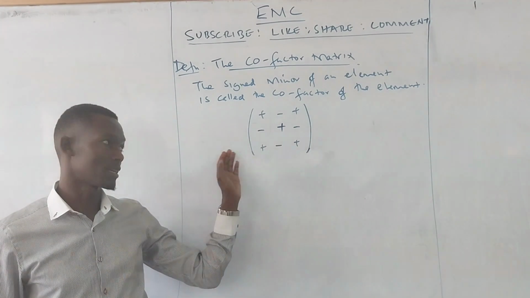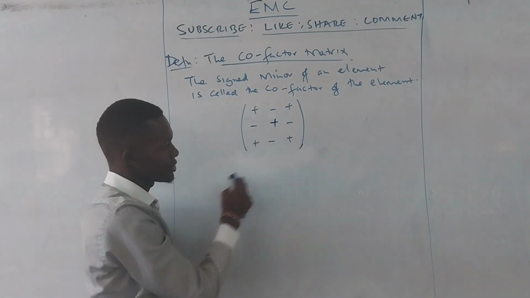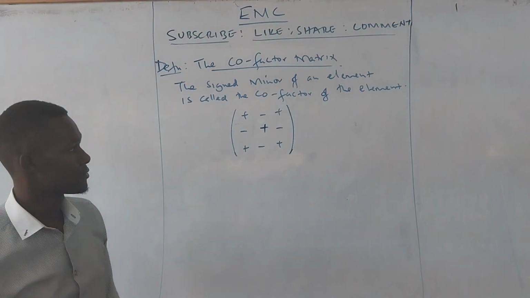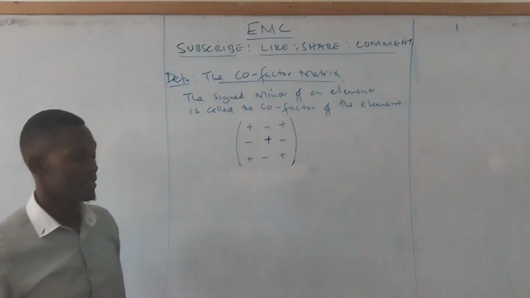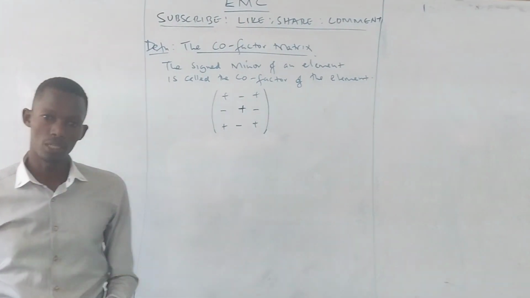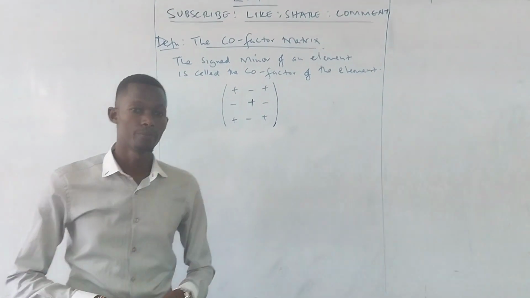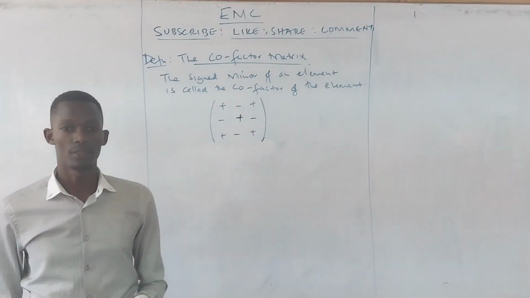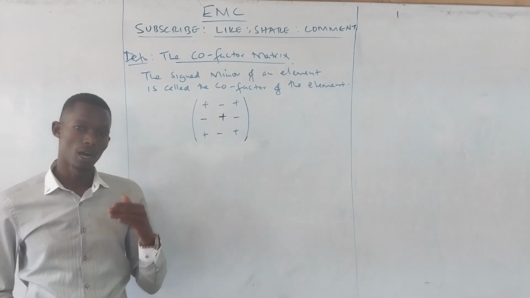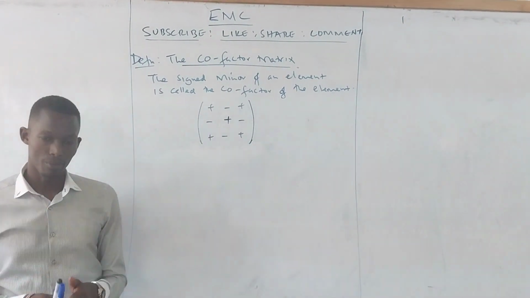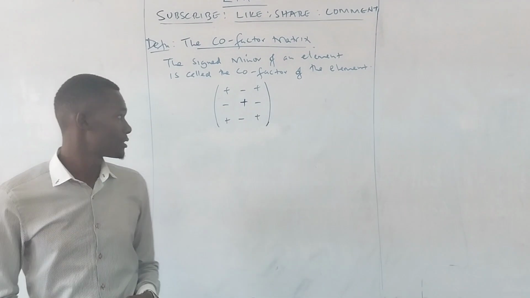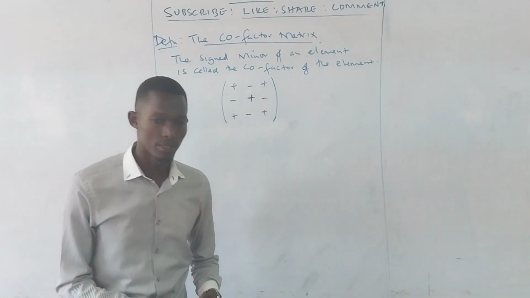Then you can negate the other sides. So if you have positive, positive, positive, positive, positive, positive, then you remain with the negatives on the sides. So therefore, this one is going to be important because you're going to use it when we are defining the determinant of a 3 by 3 matrix. So therefore, let us check now. How do you find the determinant of a 3 by 3 matrix?